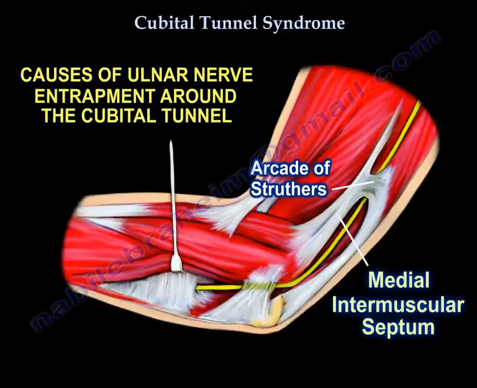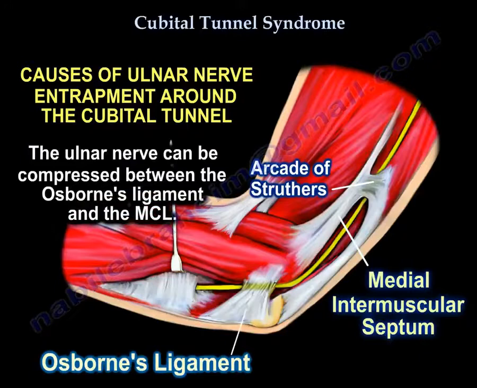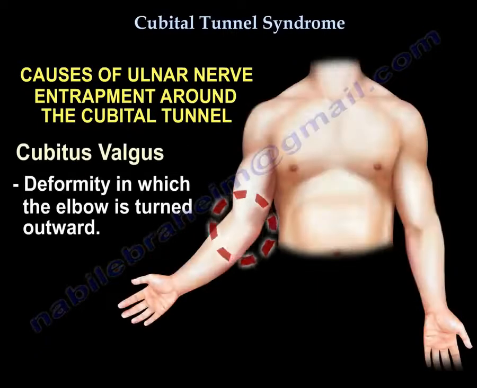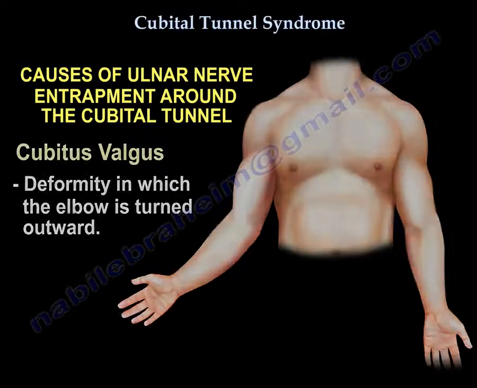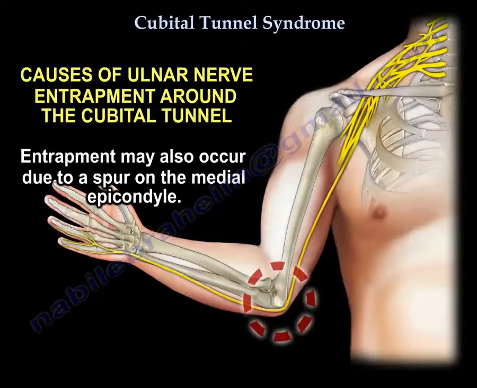Another area of compression is the medial intermuscular septum. Another area of compression is the Osborne fascia or ligament. The ulnar nerve can be compressed between the Osborne ligament and the MCL. It can occur from deformity of the elbow, such as cubitus valgus, or the entrapment may occur due to a spur on the medial epicondyle.